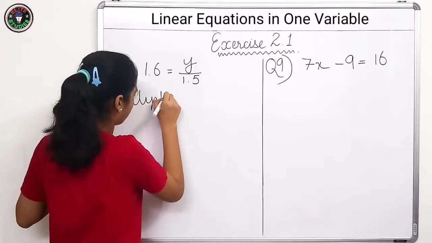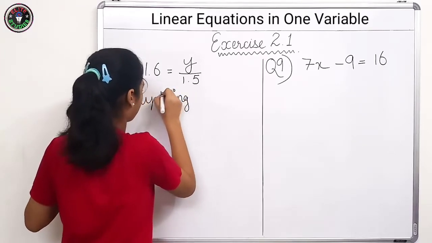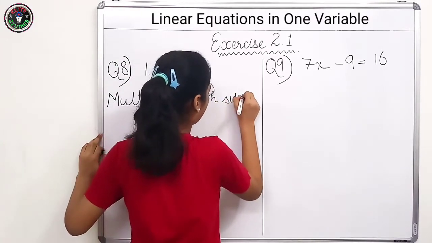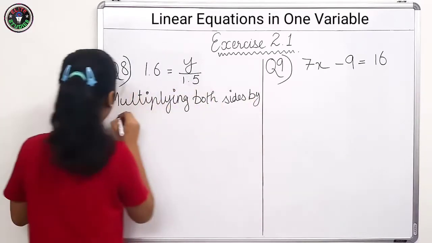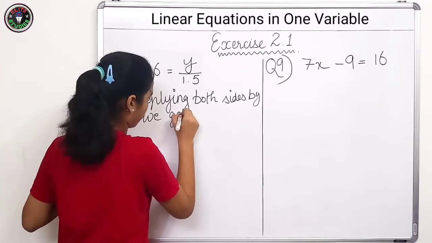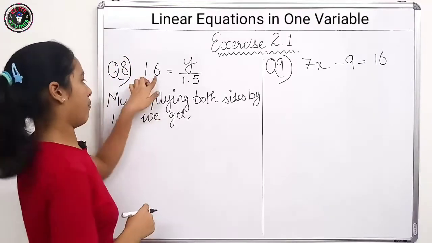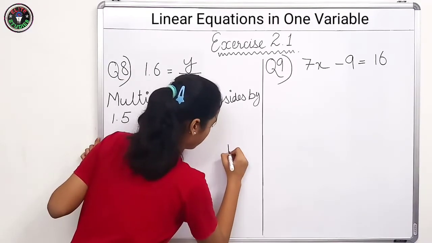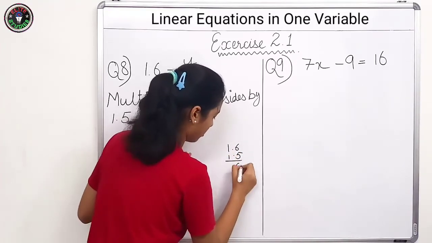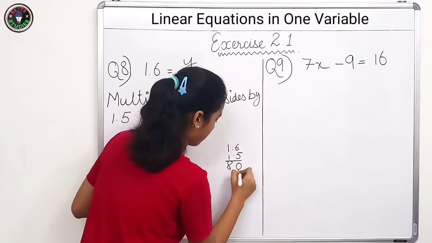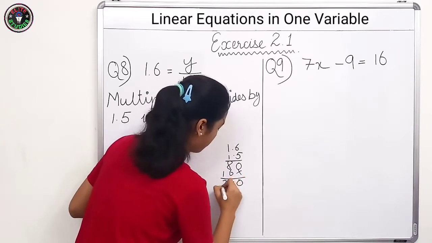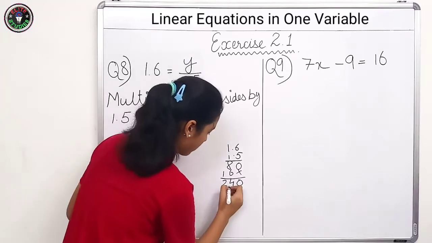Multiplying both sides by 1.5, we need to multiply 1.6 and 1.5. 5 6s are 30, 5 1s are 5, 6 and 8, 1 6 is 16, 0 4 2. There are 2 places of decimal, that's why we will apply it here.